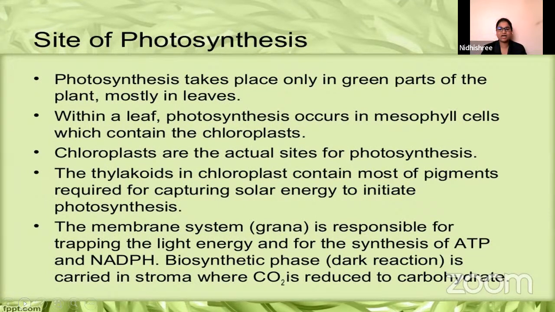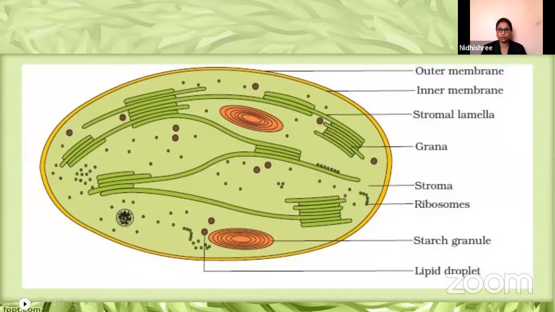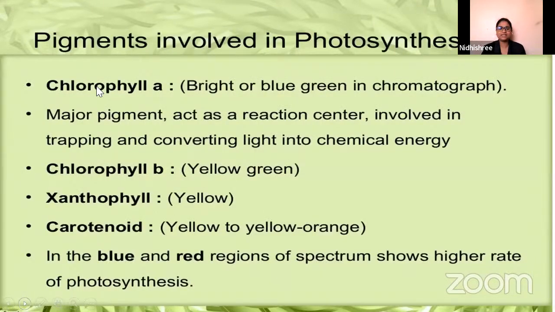The membrane system of grana is responsible for trapping the light and for the synthesis of ATP and NADPH. This is the structure of the chloroplast. The pigments involved are chlorophyll a, chlorophyll b, xanthophyll, and carotenoid. I repeat: chlorophyll a, chlorophyll b, xanthophyll, carotenoid.